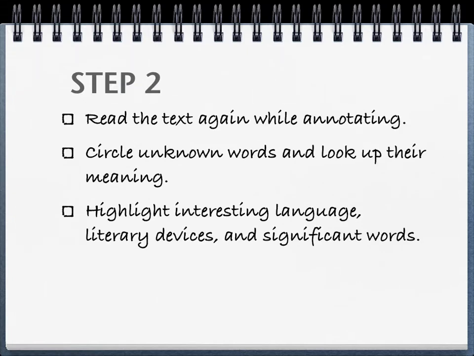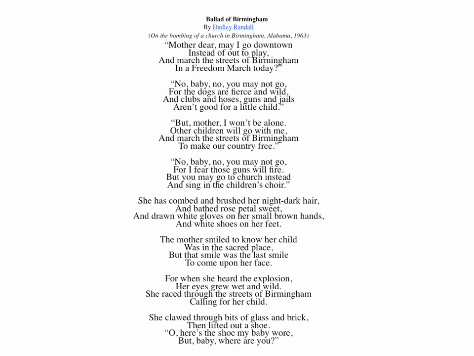We're moving on to step 2, where we need to start annotating the text. So the first thing we're going to do is start annotating. You need to number your stanzas: 1, 2, 3, 4, 5, 6, 7, and 8. And then you need to start circling unknown words and look up their meaning. So let's take a look at our text.